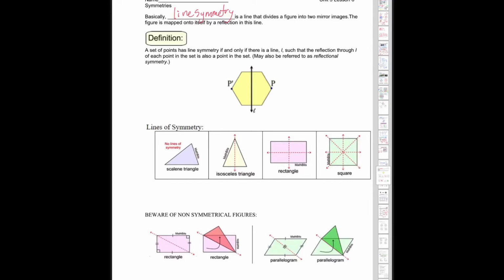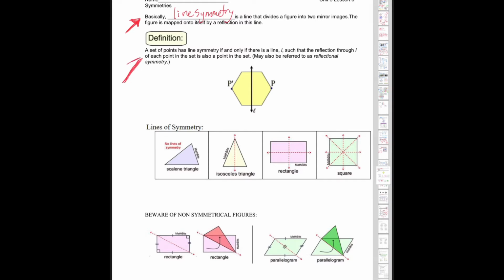So for this lesson here, we're going to talk about the different types of symmetries. So the first one that's usually talked about is basic line symmetry. Line symmetry is a line that divides a figure into two mirror images, and the figure is mapped onto itself by a reflection in this line. So you can think mirror image here.